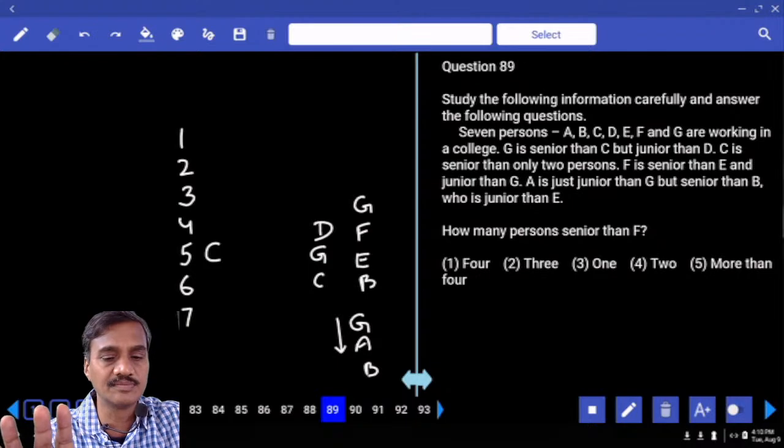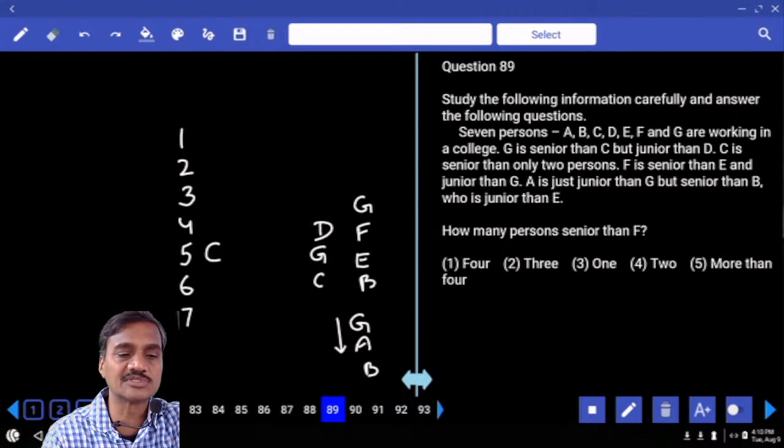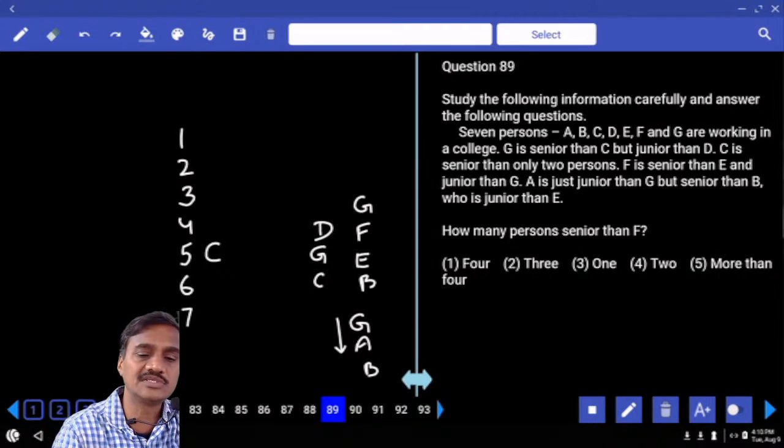We get the information. Then according to this one, C is senior, G and A must be together. Now can you take G and A like this? Placement of G and A.